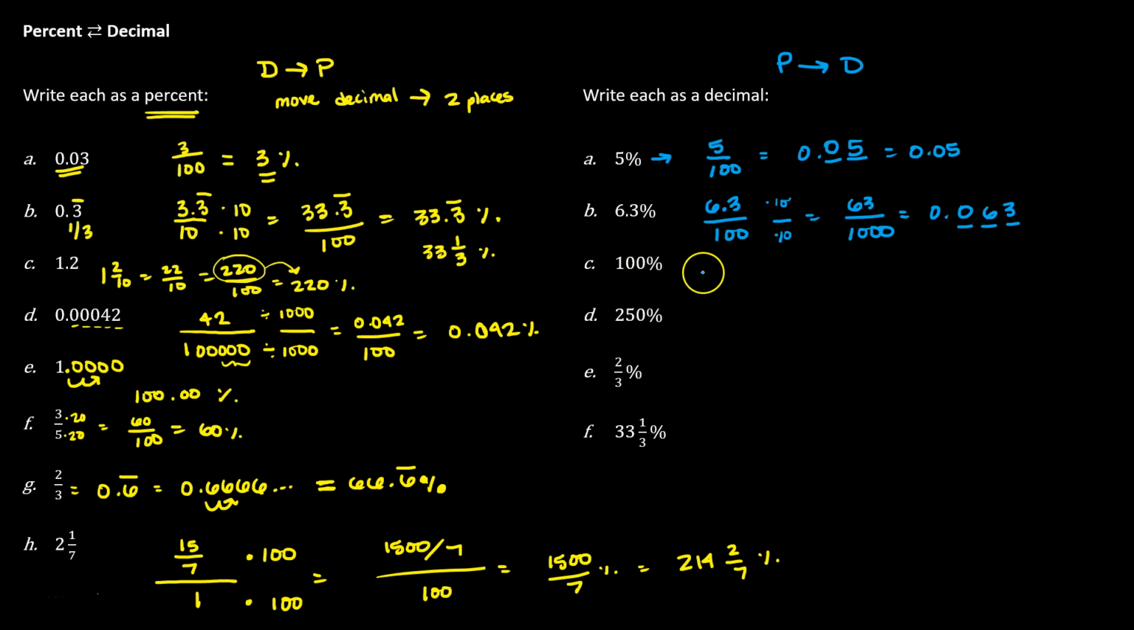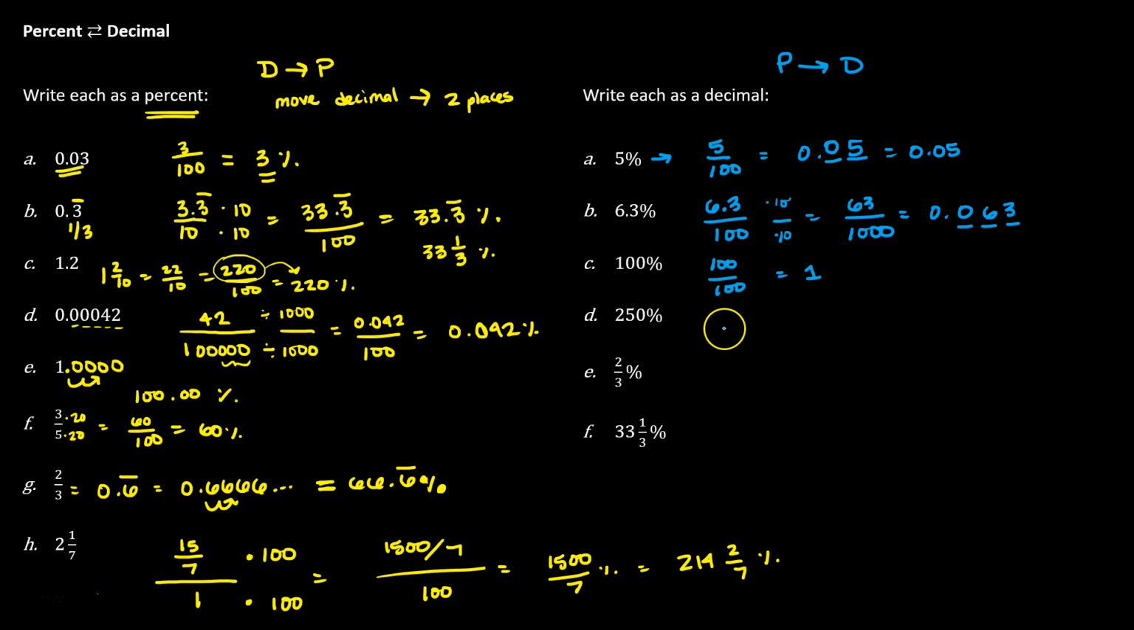100%, turning that into a fraction, would be 100 over 100. We know any number divided by itself is equal to 1, so 1 is equal to 100%. That's a fact that we should keep in our mind all the time. 1 is equal to 100%.